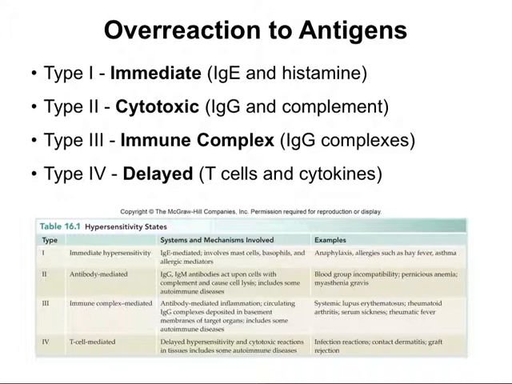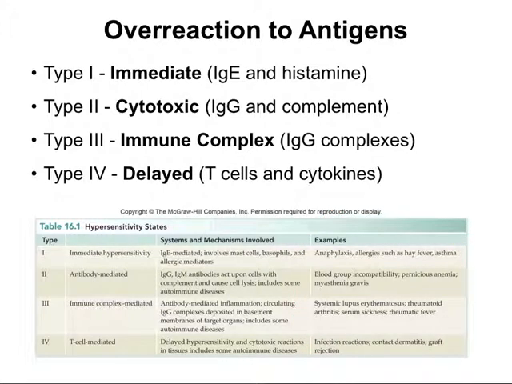In type 2, we have antibody-mediated cell damage. And in type 3, it's an immune complex of both humoral and antibody. The type 4 is a more delayed overreaction. This involves the T-cell response. The table here will show you some examples that are associated with each of these different types of overreactions.